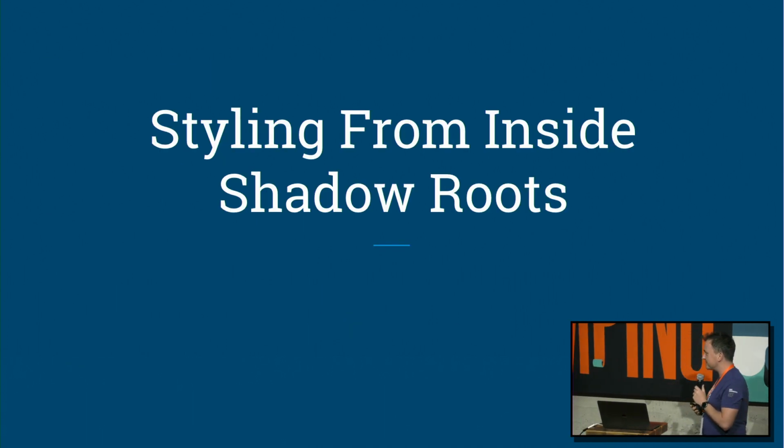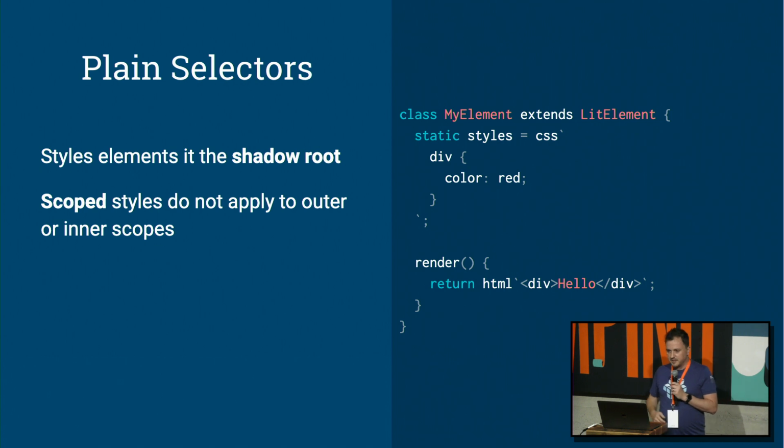So first, let's look at defining components. We're going to look at styling a shadow root from the inside. This will be common knowledge for some of you, but first I want to cover how plain selectors work. If you have a selector in a shadow root, it only selects the elements in that shadow root, nothing else. They don't apply to outer or inner scopes.